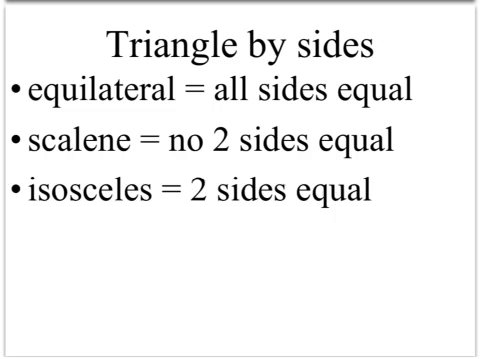We can also classify triangles by looking at their sides. An equilateral triangle is a triangle where all 3 sides are equal. And it just happens that every equilateral triangle is also equiangular and vice versa. So if you have an equiangular triangle, it has to be equilateral as well. A scalene triangle is a triangle where no 2 sides are equal. And an isosceles triangle is one where 2 sides are equal.